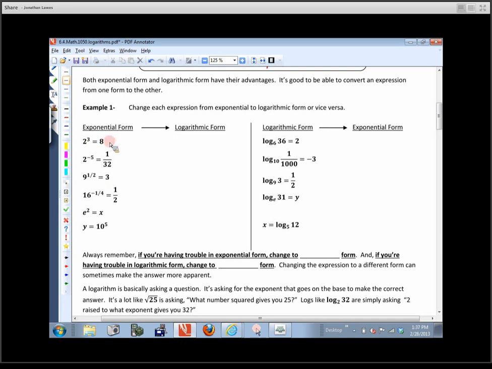2 to the third equals 8. If I write that in logarithmic form, this is going to be log base 2 of what number? 8 equals 3. That's how we'd write it.